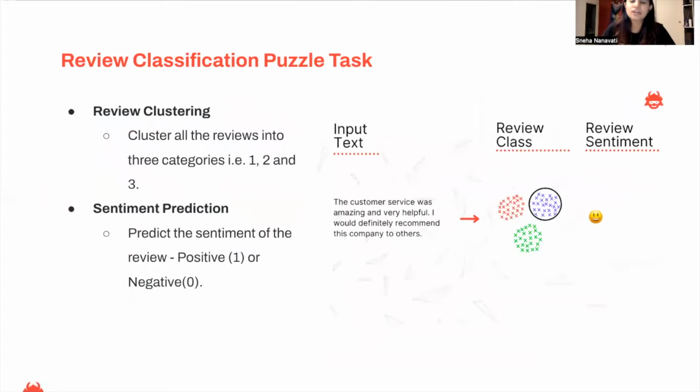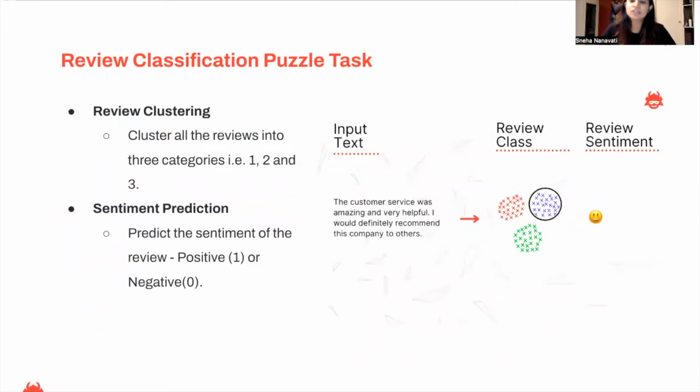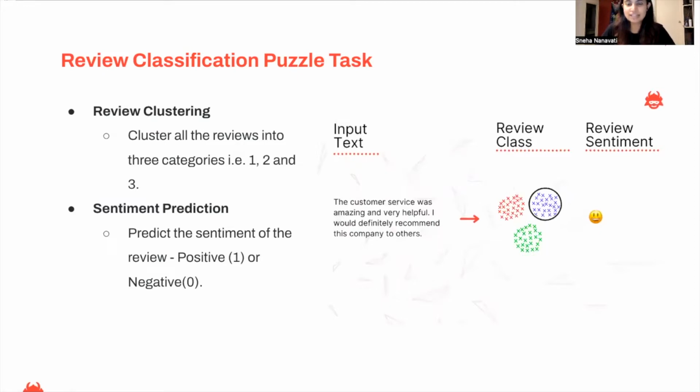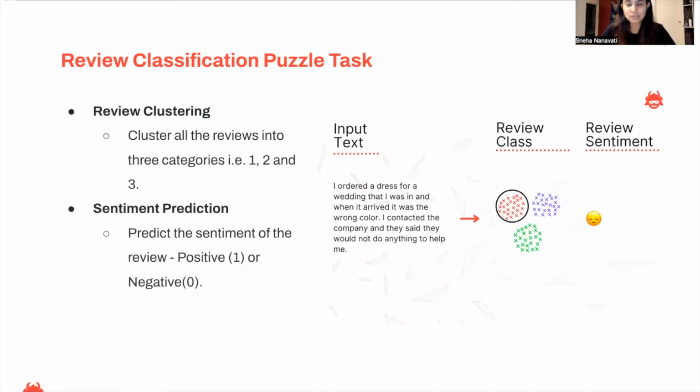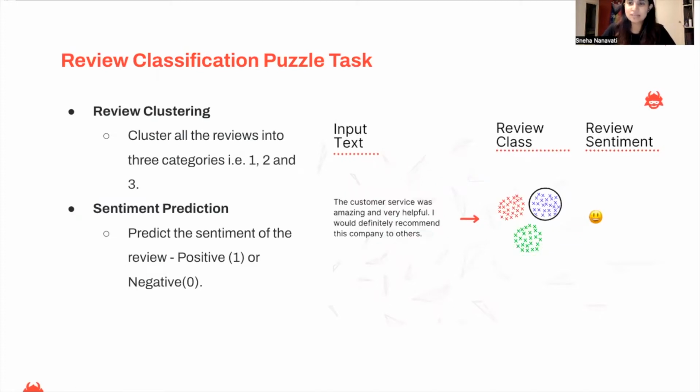So over here, you're given an input text, and from one single input text, you have to output two different things. One is a review class, and another is a review sentiment. The review class is not defined, but if you go through the test and validation data set, you might be able to pick up some hints over there. There are three different categories, and you have to identify what category the input text falls into. You also have to identify whether the input text has a positive sentiment or a negative sentiment.